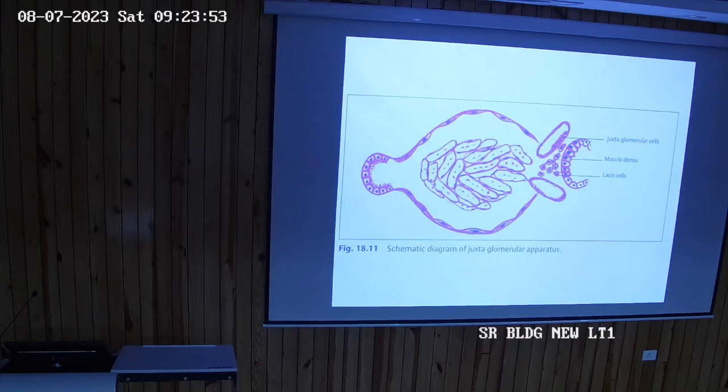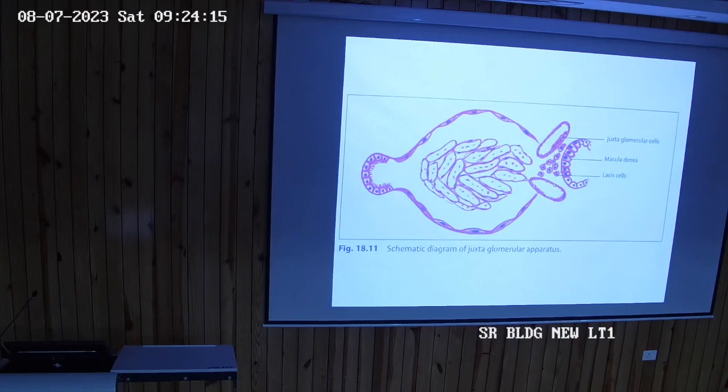As I told you previously, the renal corpuscle has two ends. One is the vascular pole, through which the renal artery enters. Another is the urinary pole, from which the proximal convoluted tubule begins. Alright.